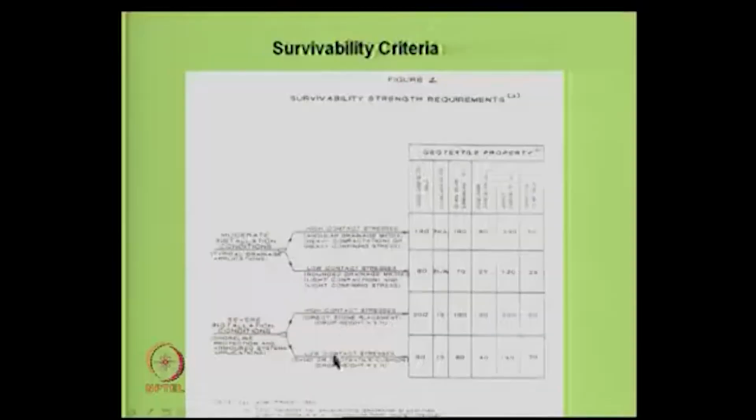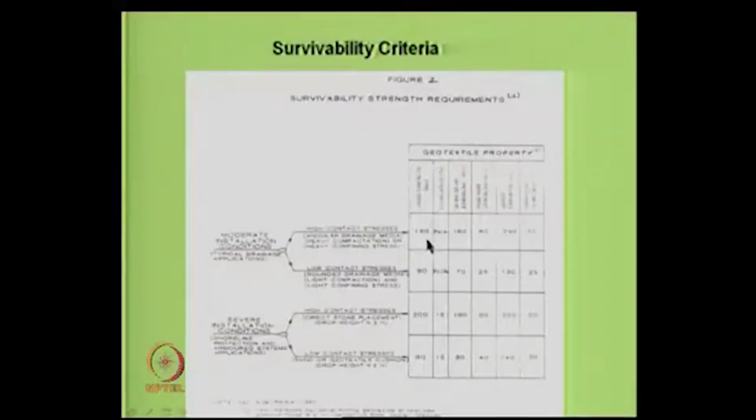Say, for example, the low contact stresses and high contact stresses in terms of the drop height, and also in terms of the stone placement, and in terms of the sand and geotextile placement, and moderate installation conditions again in terms of the compaction and other things. They try to divide and identify corresponding survivability properties, like what should be the tensile strength of that material, or grab strength. Why it is required is that I can show you those particular properties.